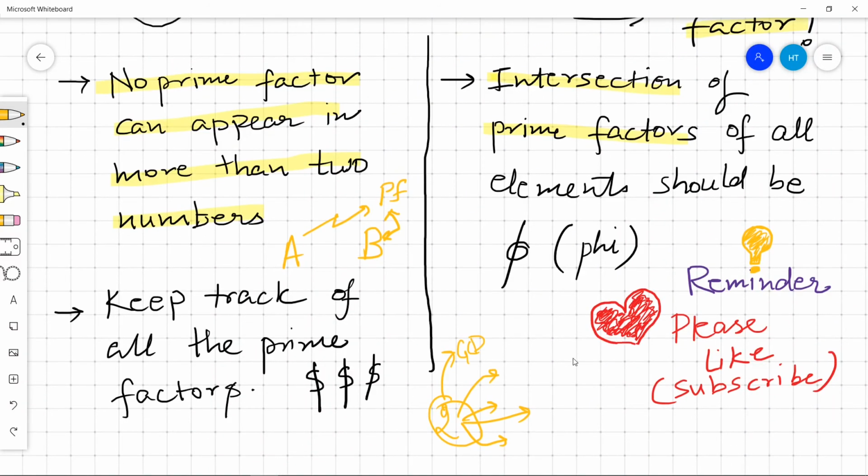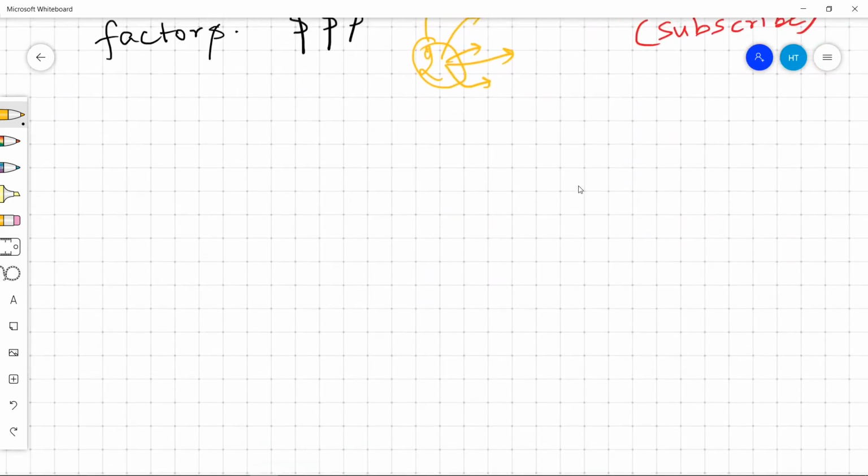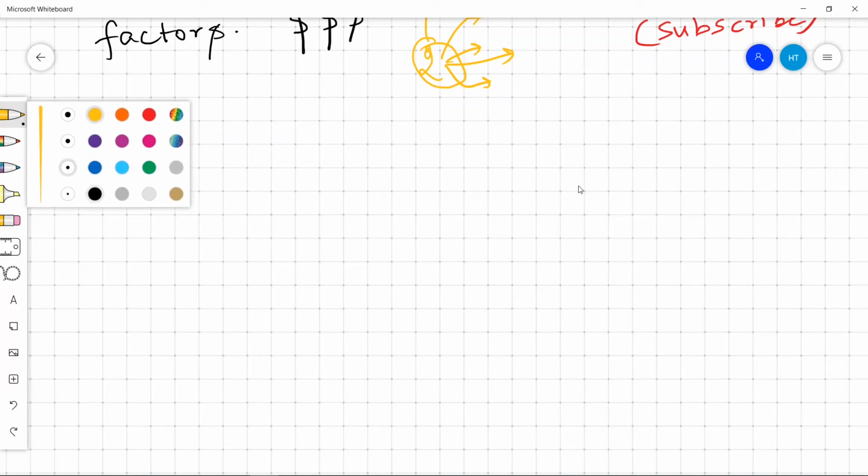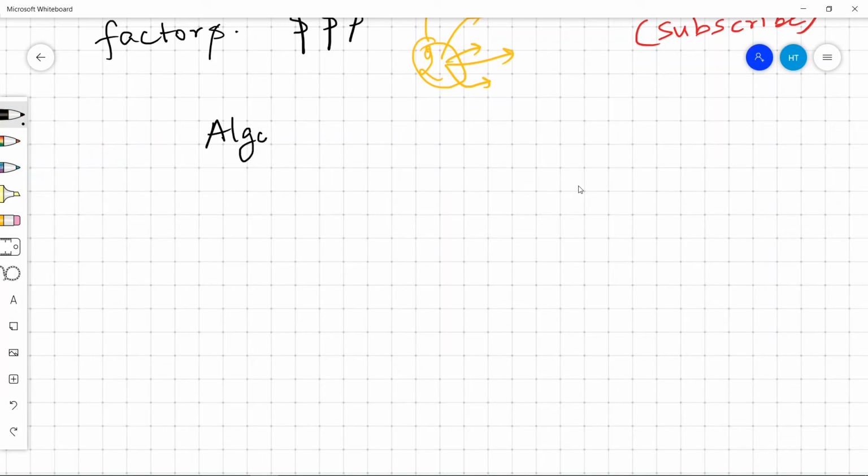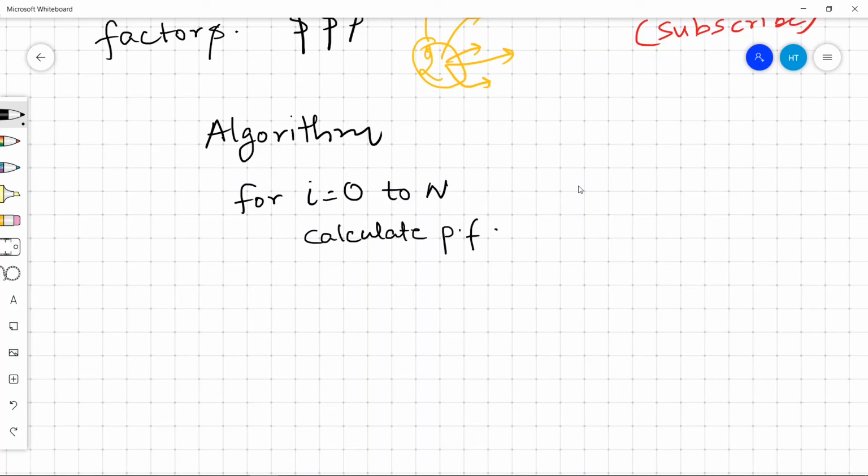So let's try to devise the algorithm for this problem. What we can do is, for all elements, we first need to calculate all the distinct prime factors of A_i and put them in a vector, let's say prime factors of i.